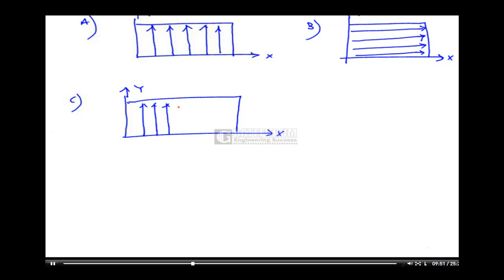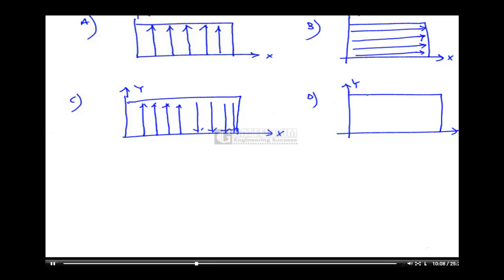So the lines are like this. This is in downward direction. Few lines are upward, few lines are down. Option D is... this is x-axis, y-axis. This is opposite direction, right? So these are the options given.